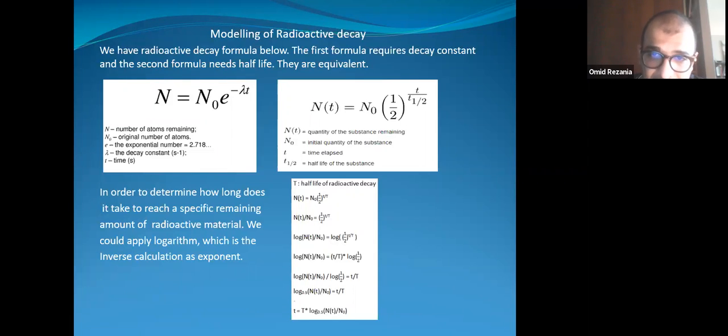You have N and N naught, then you divide both sides of the equation by N naught. You get N(t) over N naught equals 1 over 2 to the power of t divided by T, where t is the amount of time that has elapsed and T is the half-life. Then you take a logarithm of both sides, as you see on the third line. Then you use the logarithm's law to take the exponent back in front of the logarithm.